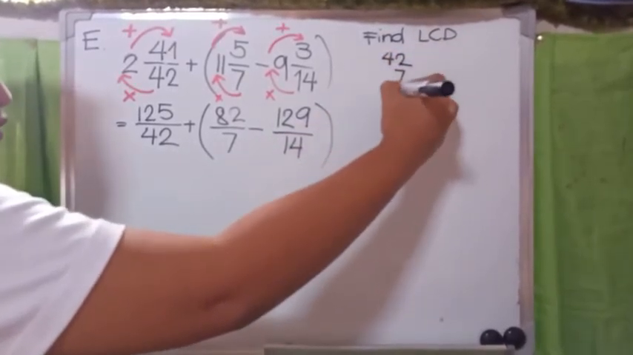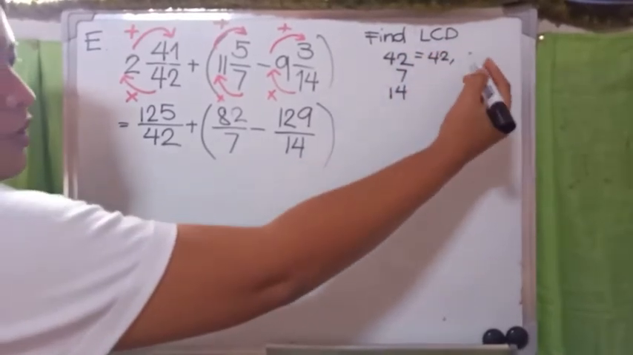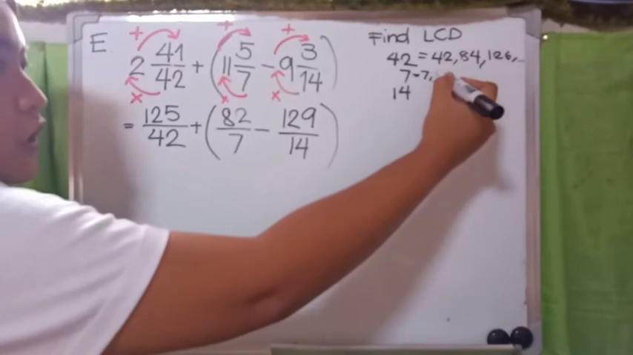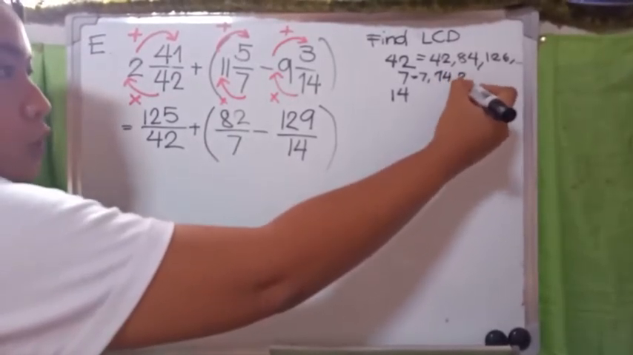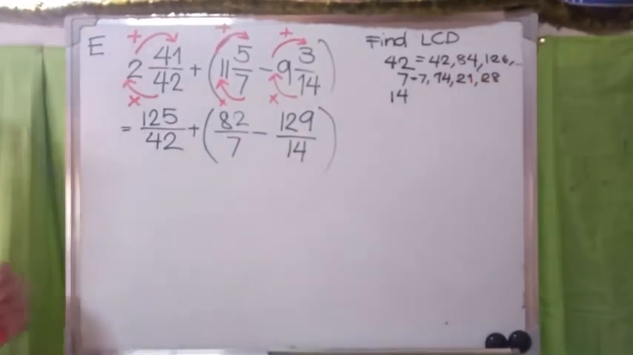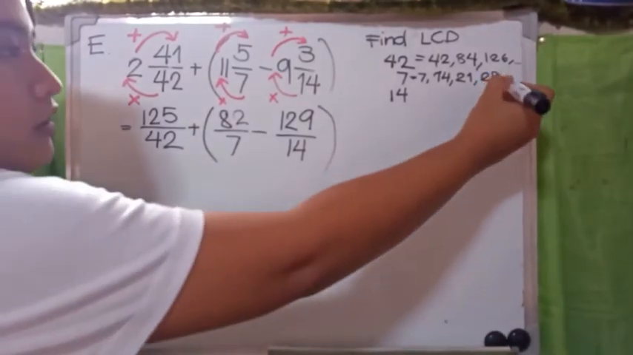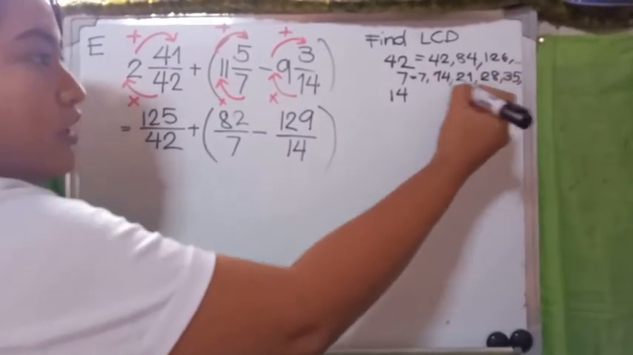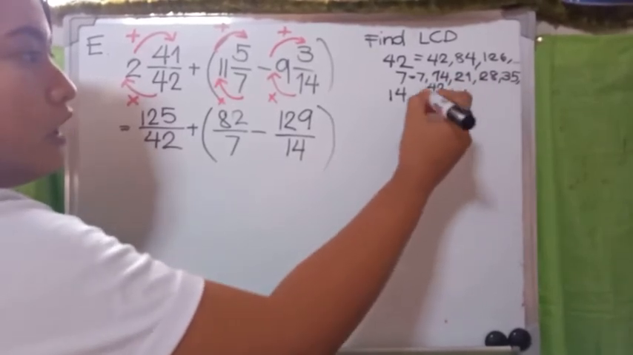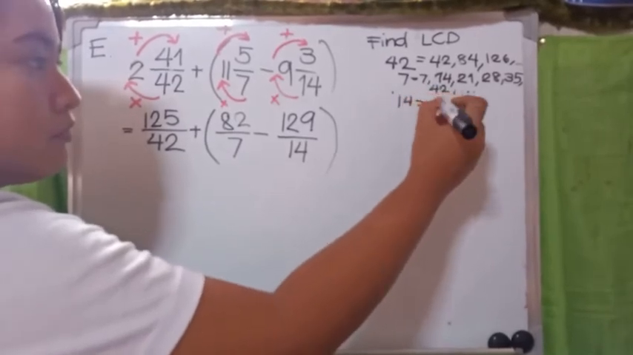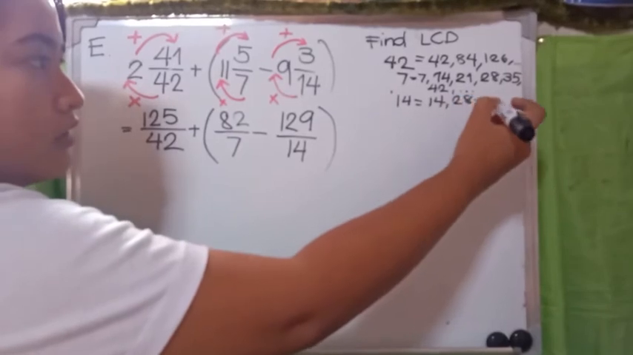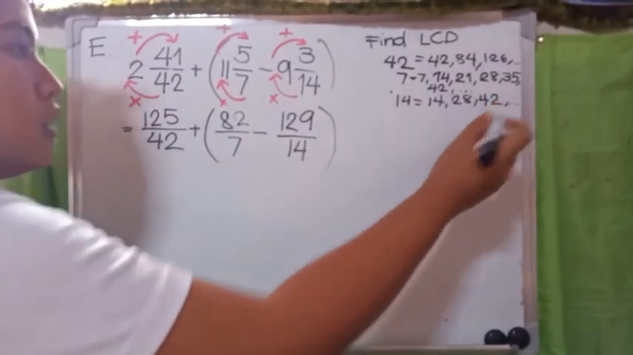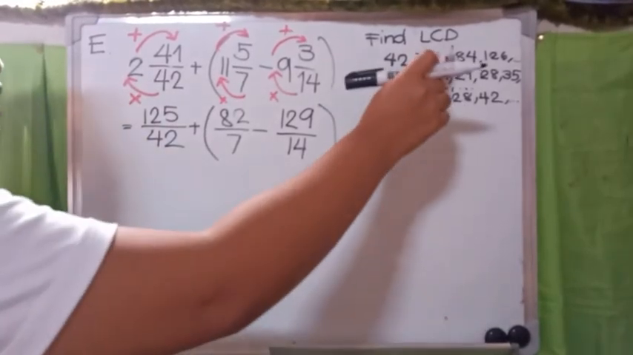42, 7, 14. 42, 84, 126, and so on. How about 7? 7, 14, 21, 28. What's the next? Okay, that is 35, 42. Okay, and so on. How about 14? 14, 28, 42. And so on. So as you can see, we have the common, which is 42.